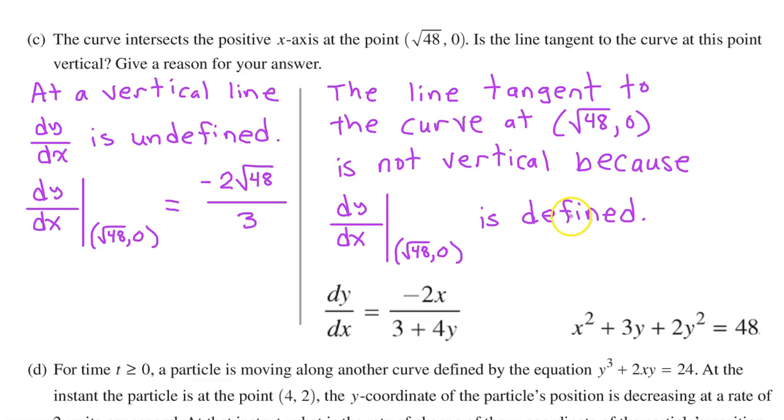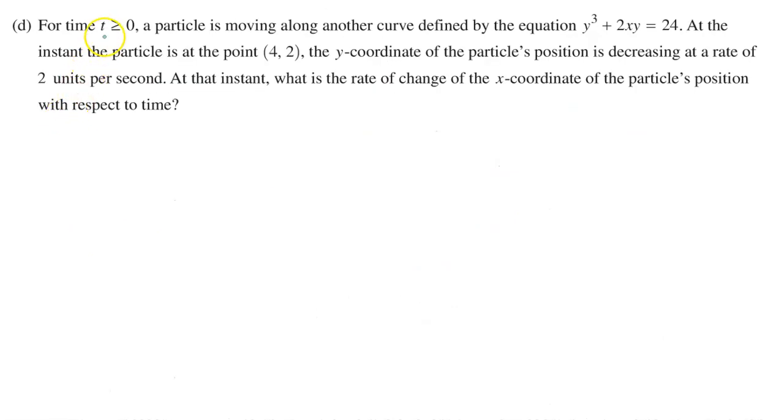Part D. For time t greater than or equal to 0, a particle is moving along another curve defined by the equation y cubed plus 2xy is equal to 24. At the instant the particle is at the point (4, 2), the y-coordinate of the particle's position is decreasing at a rate of 2 units per second. At that instant, what is the rate of change of the x-coordinate of the particle's position with respect to time?